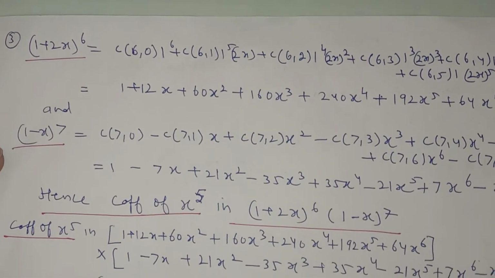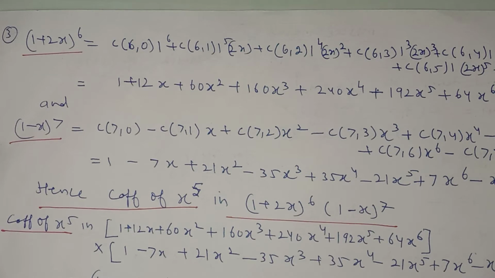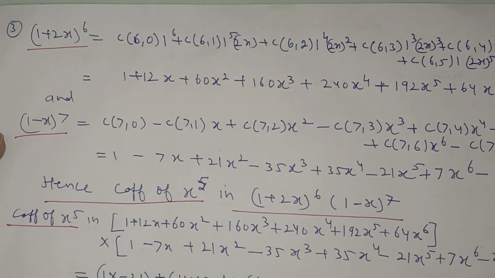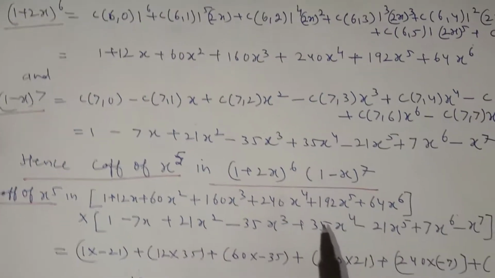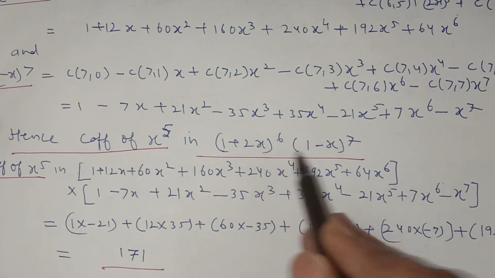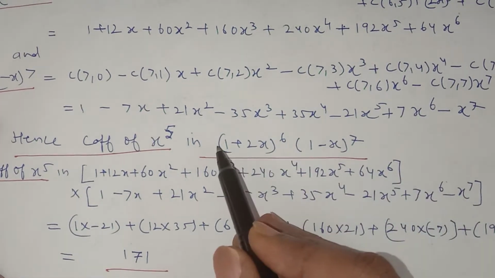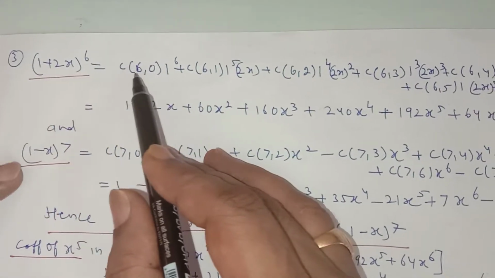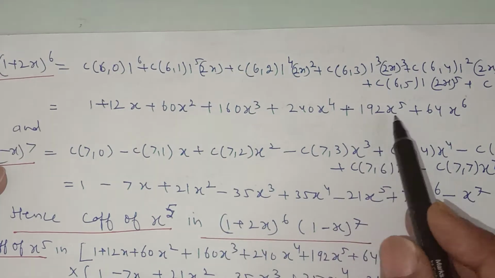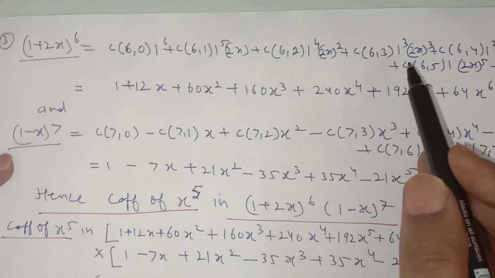Now question number 3 is somewhat lengthy. You have to find the coefficient of x to the power 5 in the product of these two binomials; read the question from your book. So what you have to do is, first of all, expand (1 + 2x) raised to power 6. You will get 7 terms: 1, 2, 3, 4, 5, 6, 7. You take your own time to find the expansion.